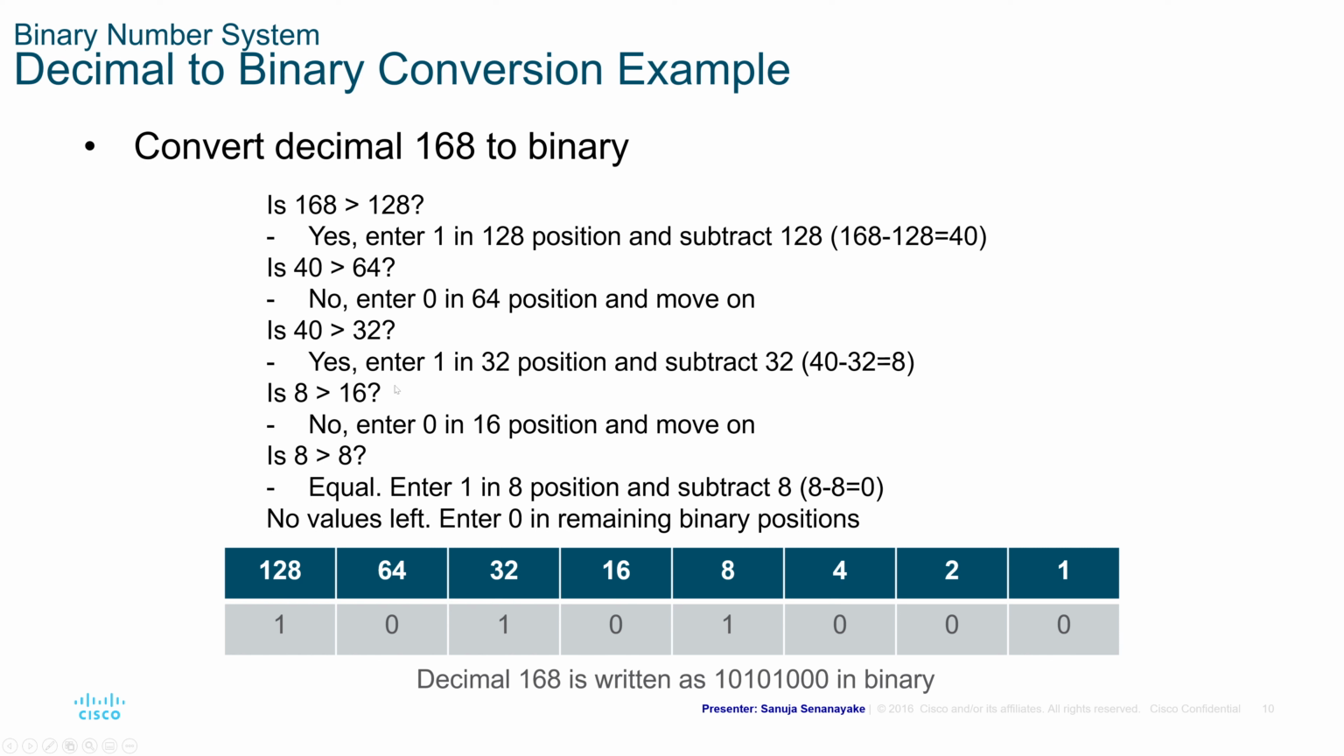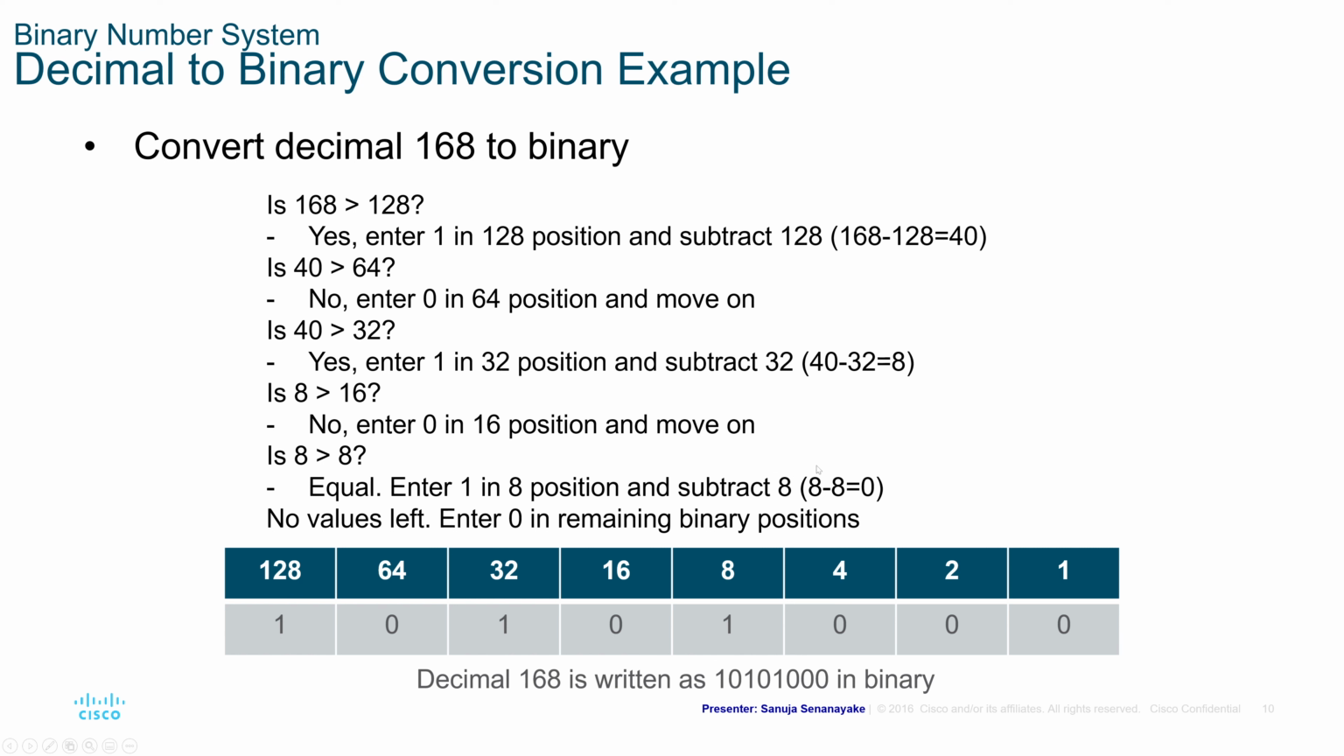positional value, and in this case it's going to be 16. And we have a remaining 8. Is 8 greater than or equal to 16? No. So we're going to put a 0 there and move on to the next positional value, which is 8. Now we have a remaining 8 and a positional value of 8. We check whether 8 is greater than or equal to that positional value, and it is exactly equal, 8 is equal to 8. So we're going to put a 1 here.